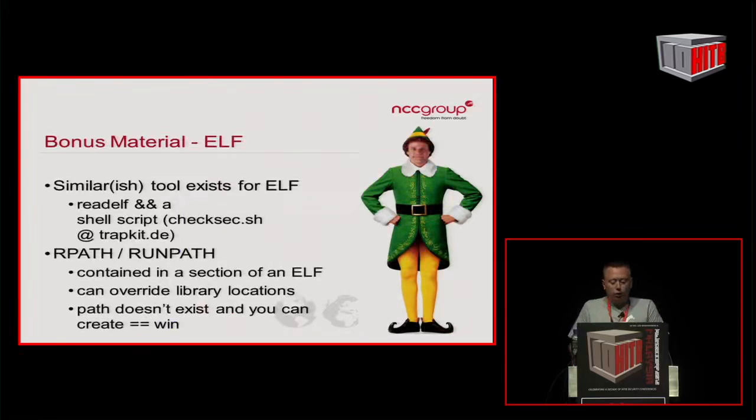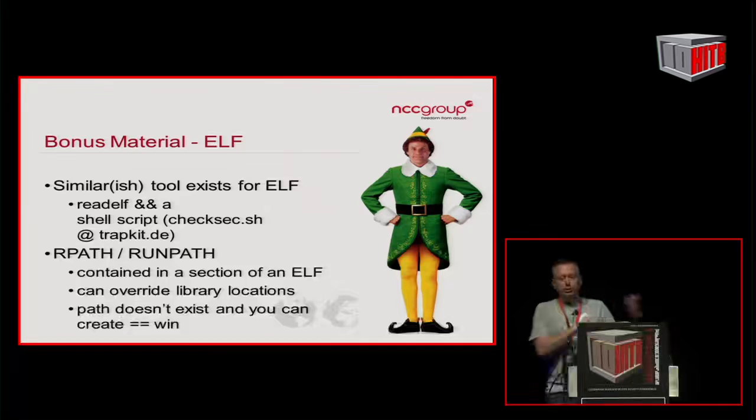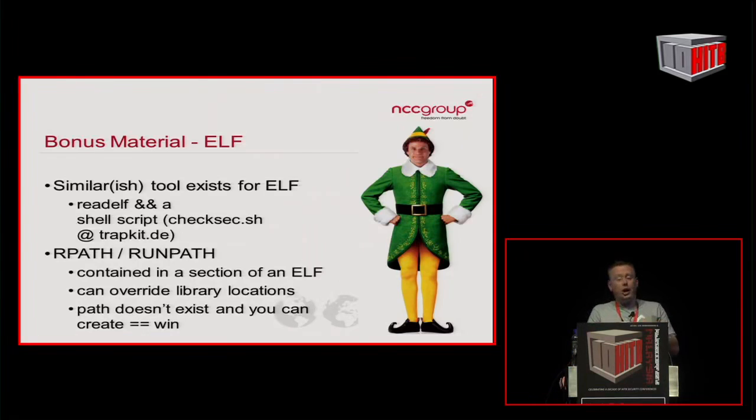So if we move on, my world has been Windows for a long time, but I was very fortunate at RIM to spend some time working on QNX and looking at some of the problems there as well. There is a similar tool from trapkit.de for analyzing ELF binaries. It checks, for example, is the ELF binary using dangerous APIs? Is it compiled with position-independent execution, so does it use ASLR and similar things?